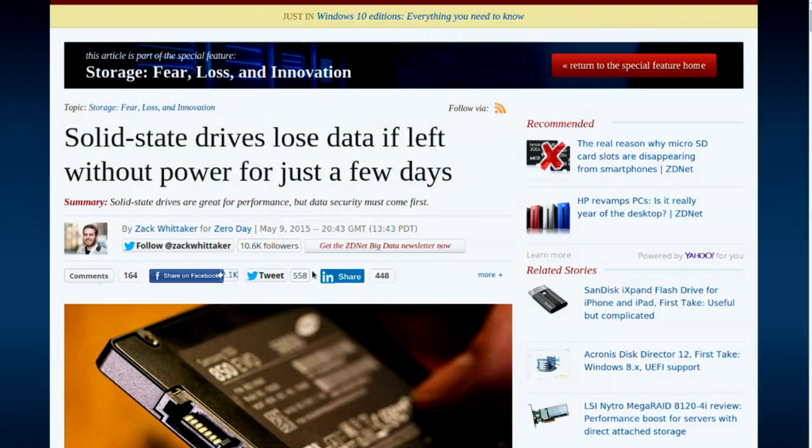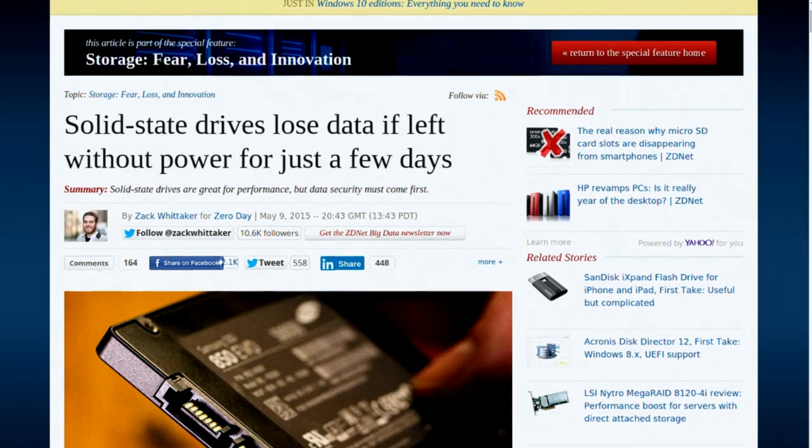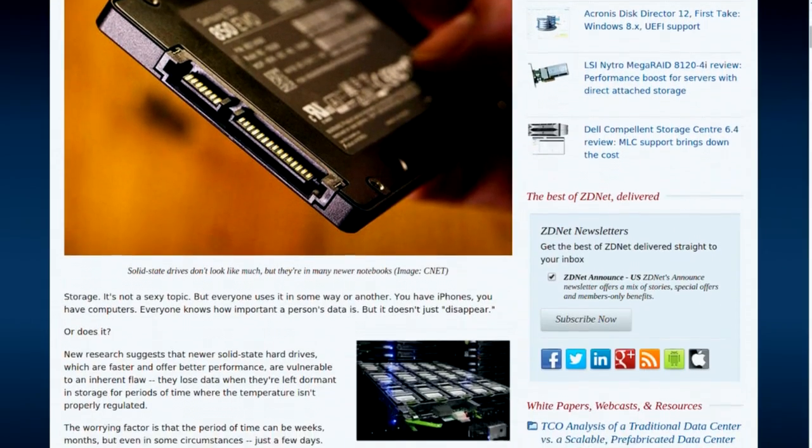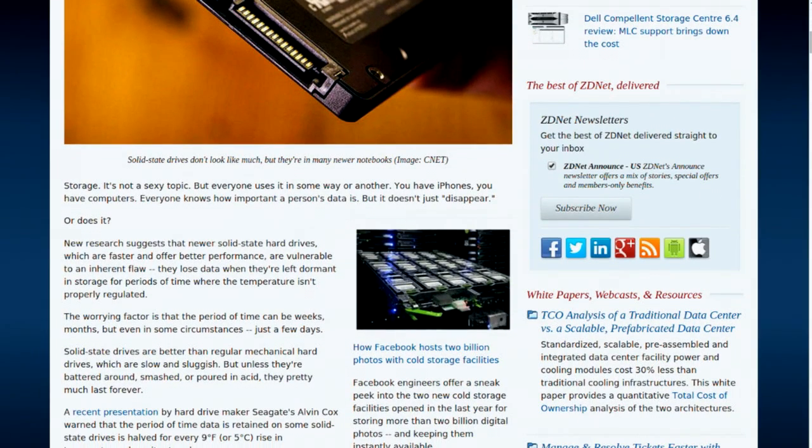Hey, Alan, I want to talk about this story. I've seen it floating around several different headlines, with different iterations like enterprise SSDs die after a couple of days or lose data after a couple of days. We got an article over at ZDNet that says solid-state drives lose data if left without power for just a few days. I think it starts after about a week. Depends. Apparently enterprise SSDs are worse for this than consumer-grade SSDs, which last about a month while powered off. But this definitely raises questions about your strategy for long-term storage.